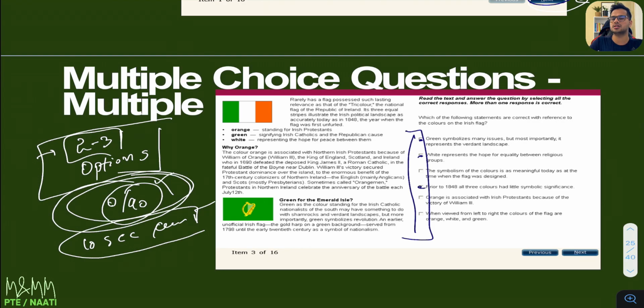Multiple choice questions, you leave them, you attempt them, you get them right, you get them wrong, they do not matter. Back in 2015, when PT was there, yes, these multiple choice questions used to be important. They used to carry a lot of marks, but since then they have changed it.